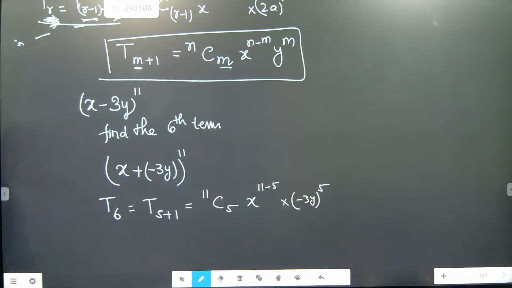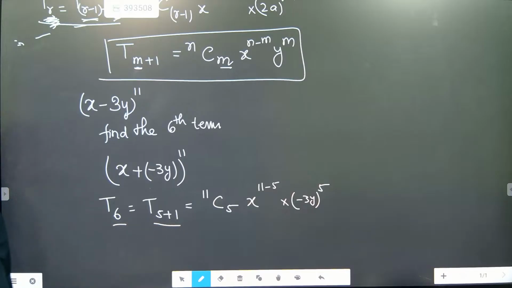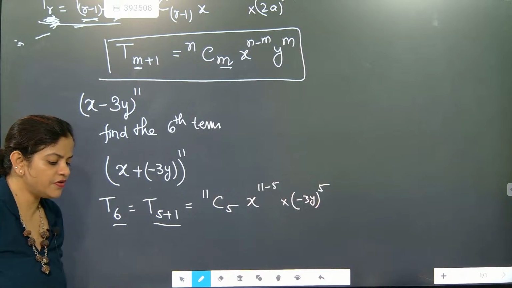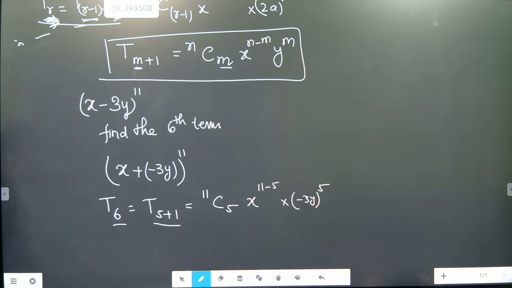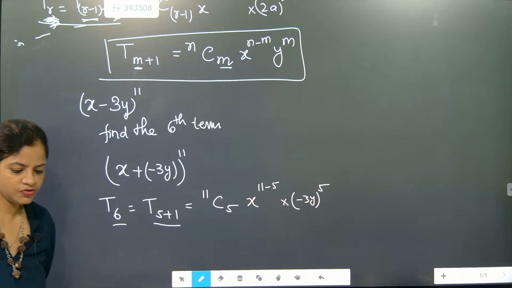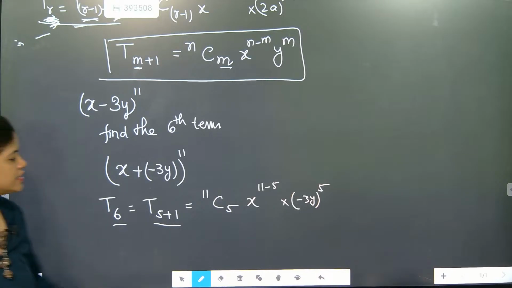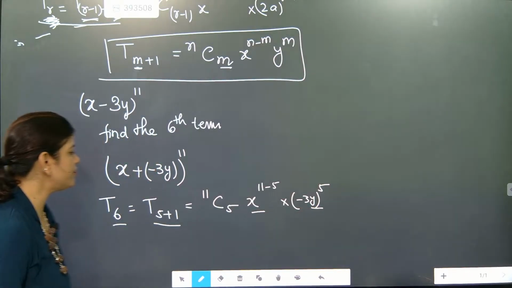Has everybody understood this? When 6 is there, it will become 5 plus 1. Is that clear? Understood everybody? So that we can proceed to the middle terms, because this finding is very important. Sujata, absolutely. So here x to the power 6 will come, and here y to the power 5 will be coming.